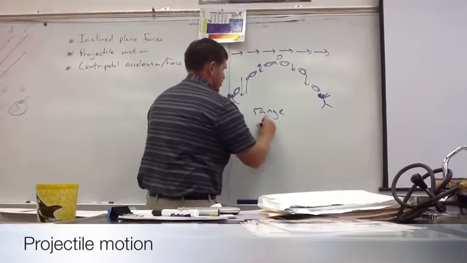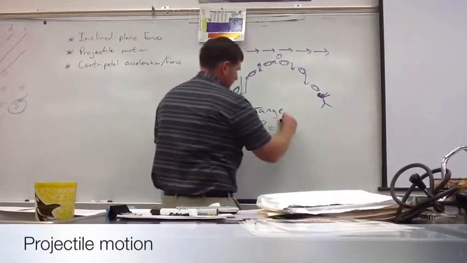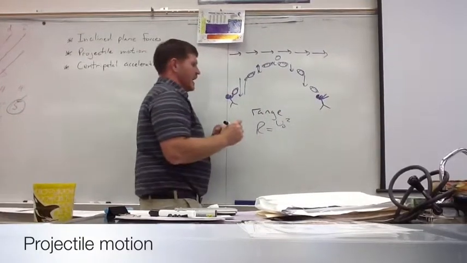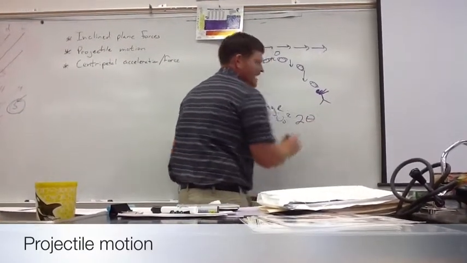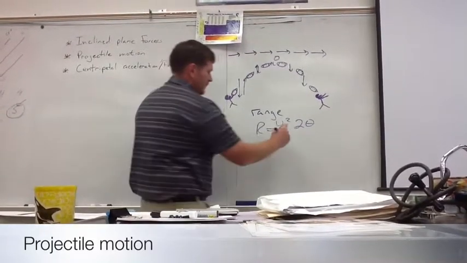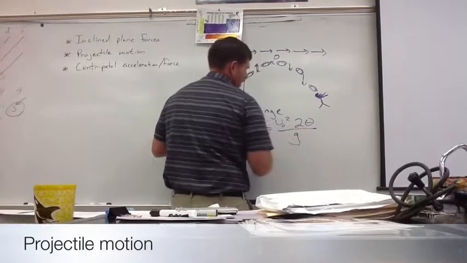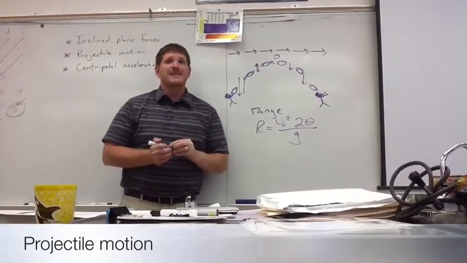Range equals v naught squared, so that's our initial velocity, times sine of 2 theta, that's not 20, don't screw that up later on, divided by our gravity. So you want that range equation, it'll be handy in the back of your notebook.